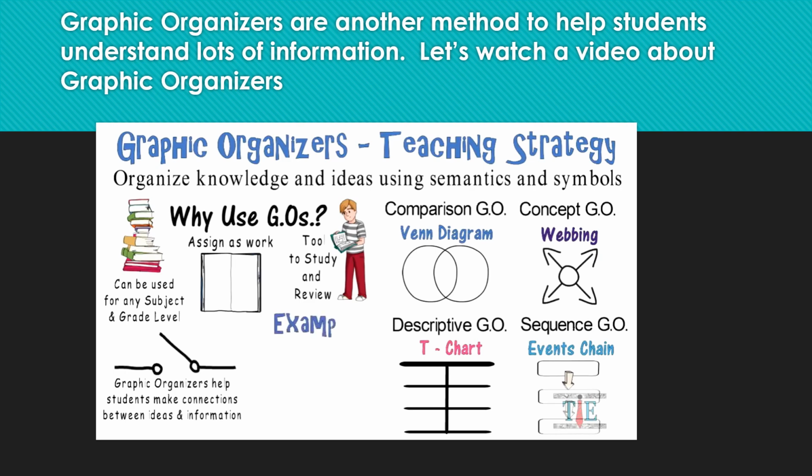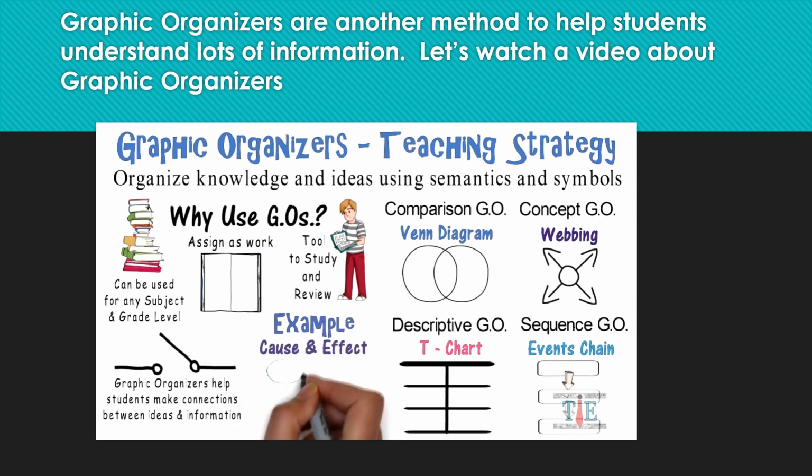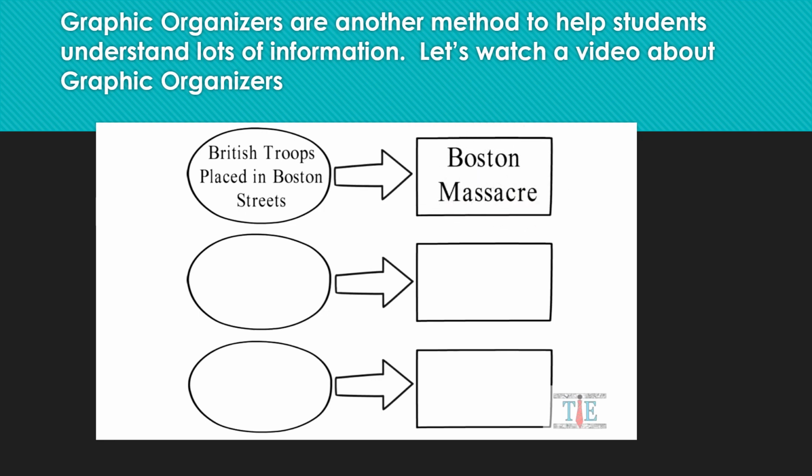Right now, I'll walk you through a filled-out example of a cause and effect graphic organizer, which is most frequently used in the social studies course. Here is the outline of what the organizer should look like. It has 3 circles, 3 arrows, and 3 boxes. The circles are the causes, the boxes are the effects. We'll use, for example, the Revolutionary War. You have British troops placed in Boston streets. That leads to the Boston Massacre and the murder of Crispus Attucks. Next was the Stamp Act, enforcing taxes on the colonists.